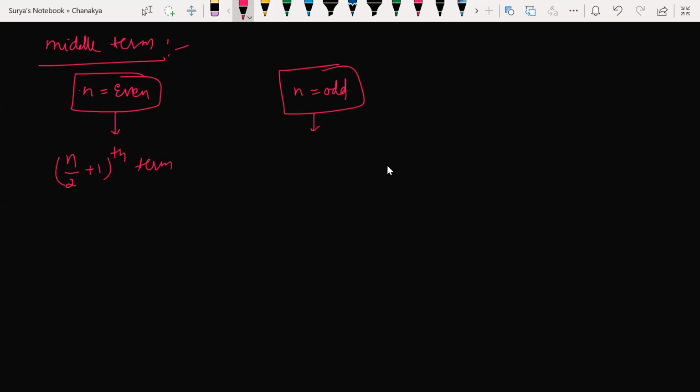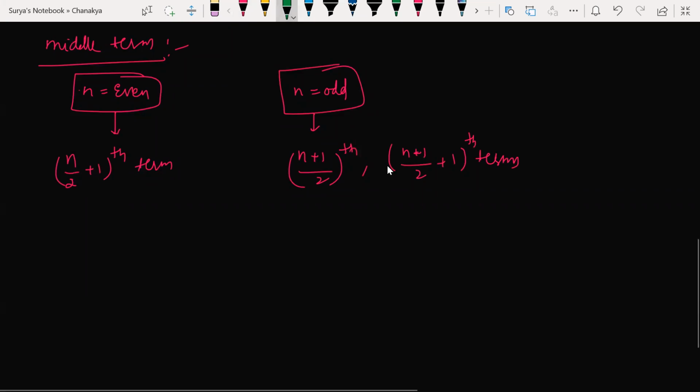If n is odd, the middle terms are the (n plus 1) by 2 th term, comma, and the (n plus 1) by 2 plus 1 th term. So if n is odd, you will have two middle terms. That's it. Next.